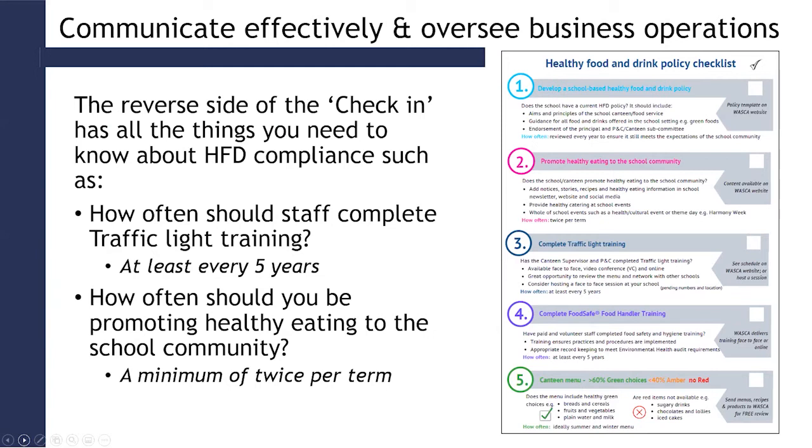The number 2 is promoting healthy eating to the school community, and that was the scenario that we've just worked through. So you should be doing this at least twice per term, and it really can be as small or as big as you want it to be. So, you know, stories, recipes. WASCA has a whole bank of recipes on our website that you can use. You can download any of the recipes and perhaps promote them for parents to use at home, particularly if it's something that the canteen is also using. So saying to parents that this is a recipe that's been really popular in the canteen for the past month, we encourage you to try it at home. So doing that at least twice a term.